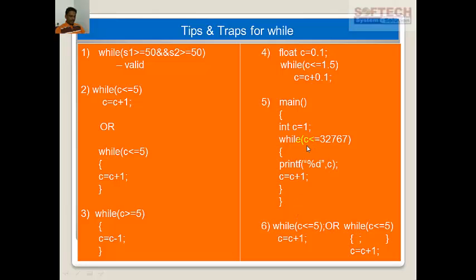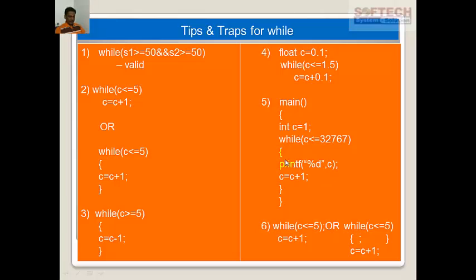So if we want to display from 1 to 32767, we change the condition or change the increment. We remove the equal. We put C equal to C plus 1 previous to the printf. First we initialize the C value to 0. Then we remove the equal. Then we put C equal to C plus 1 before the printf.